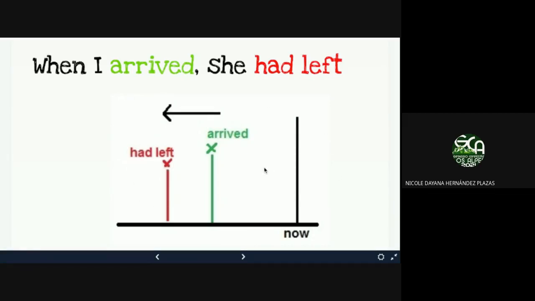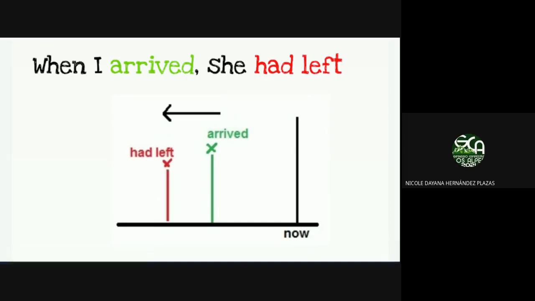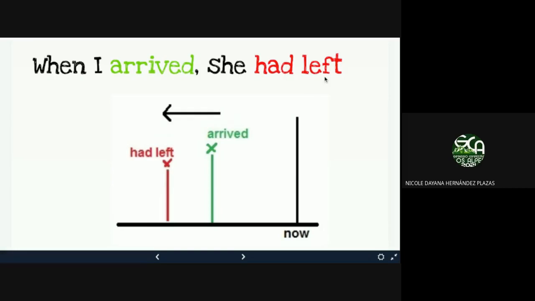But what happened? Once again, you have two actions. The fact that someone arrived, the fact that someone left. But there is one action that happened first. Hay una acción que es más viejita que la otra. Hay una acción que ocurrió primero que la otra. In this case, as you were telling me, is the fact that she left.